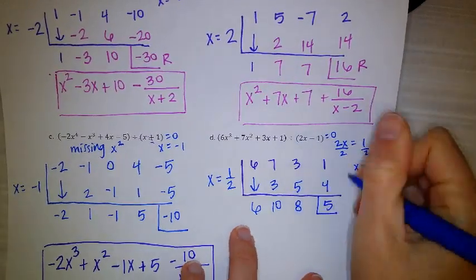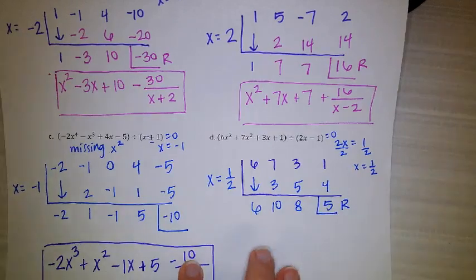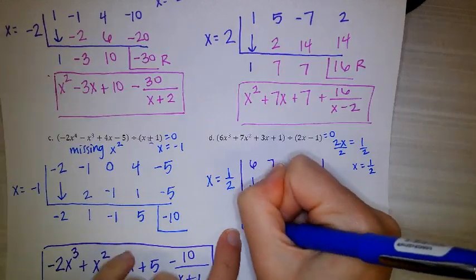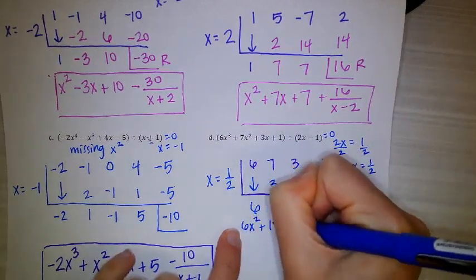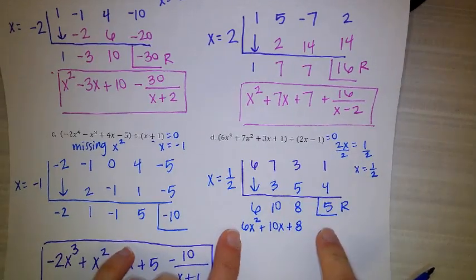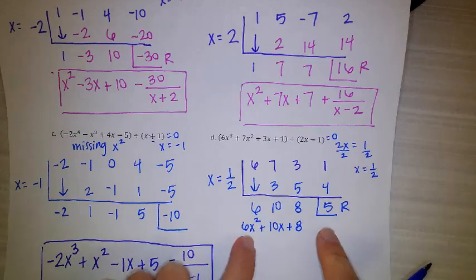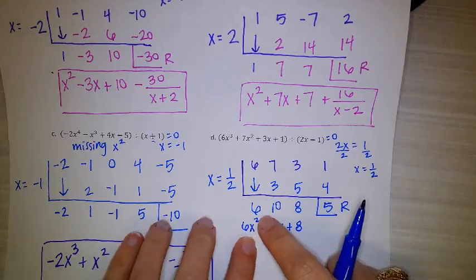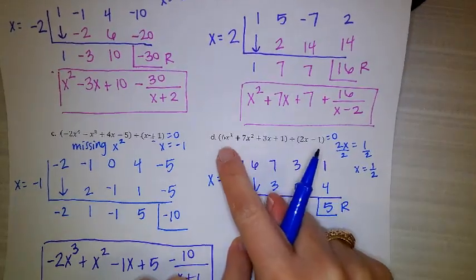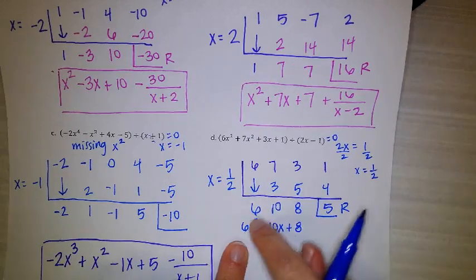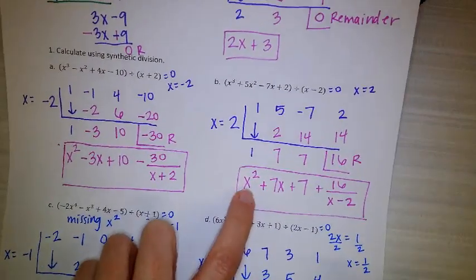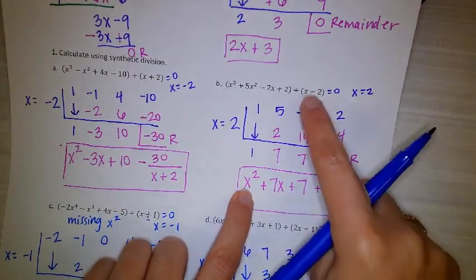Now, I have an issue. So the answer right now looks like it should be 6x squared plus 10x plus 8 with my remainder. However, if you're going to check yourself, think about when you divide, your answer multiplied by what you were dividing by should give you the original. And there's no way that 6 times 2 is going to give me 6. Where all the other ones had worked, if we did the x squared times x would give us x cubed, and so on.